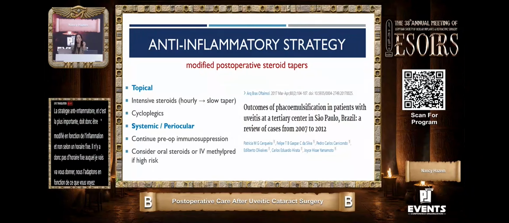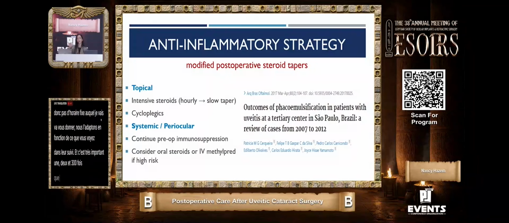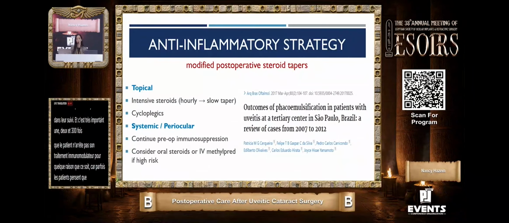their follow-up, and it's very important, one, two, and three hundred times, that the patient does not stop their immunomodulatory therapy for whatever reason, because sometimes patients think that you're controlling their uveitis and you're going to remove their cataract and solve their problems. This is not the case. The immunomodulatory therapy is essential because this is a chronic disease.